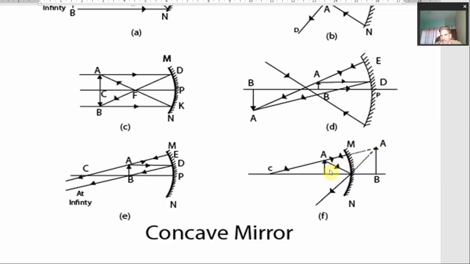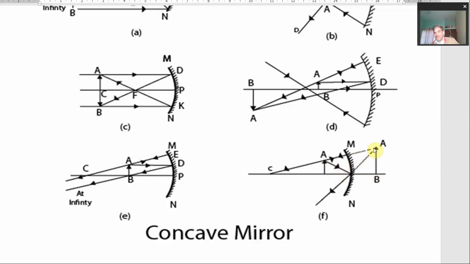It will be of erect nature, because the image is formed on the same side of the principal axis as the object, and the size of the image will be enlarged, right? And the other thing to note down here is that it will be a virtual image.